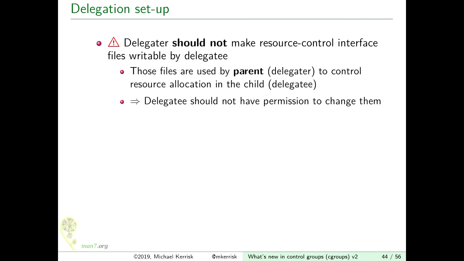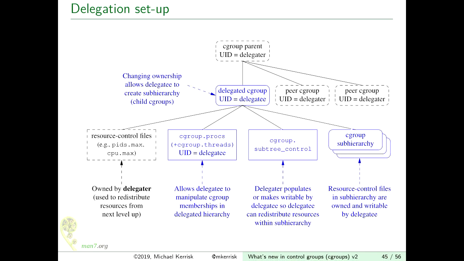The ownership of those files needs to change, but there's certain files whose ownership shouldn't change. In particular, the resource control interface files shouldn't be owned by the delegatee, because they're being used from the level above to distribute resources into the sub-hierarchy. So in terms of a picture, in version 2 you set things up like this.